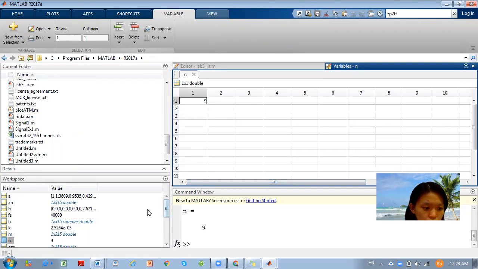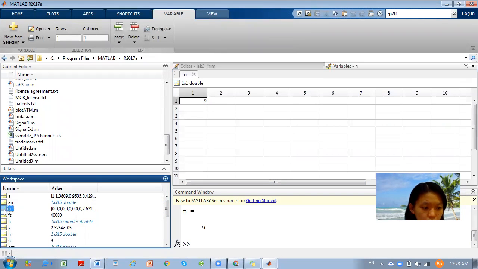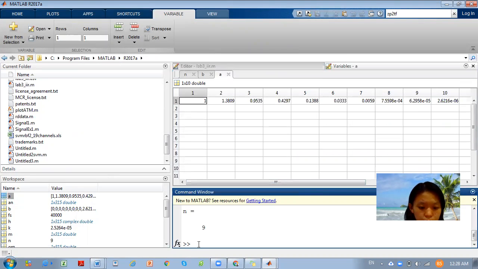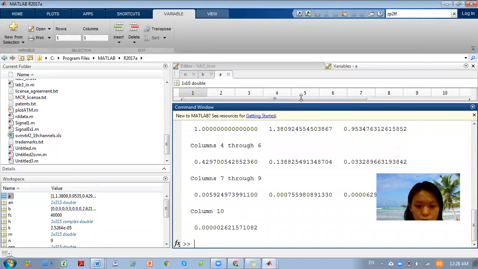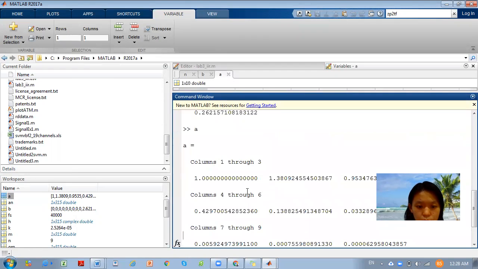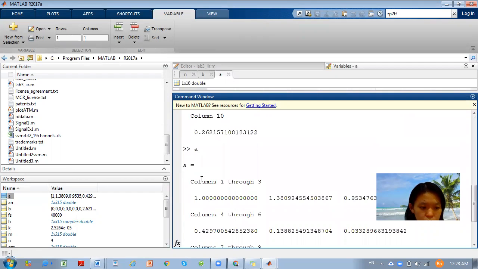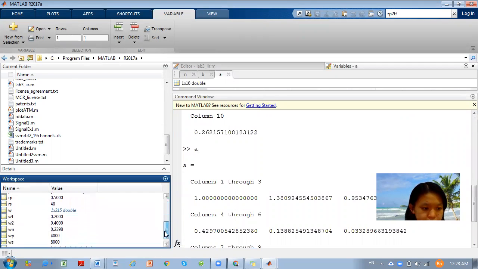In order to know your transfer functions b and a, this is our transfer function b, and this is our transfer function a. So we can find b is equal and a is equal. So we have the transfer function values. This is our transfer function of the denominator and numerator. So there are a lot of values that you keyed in just now. These are the values that you keyed in.